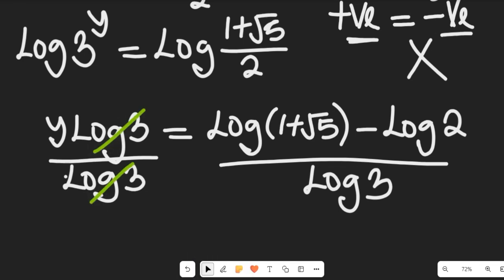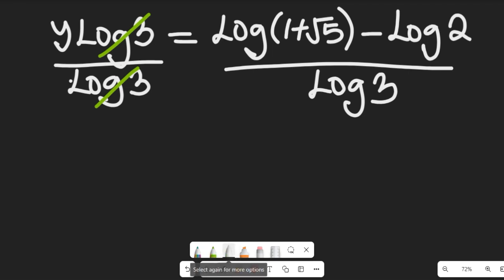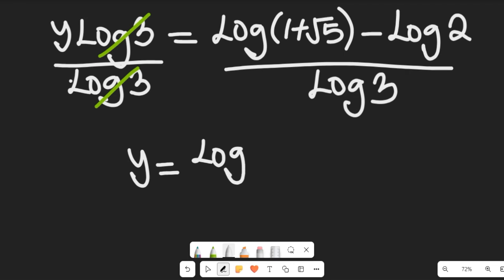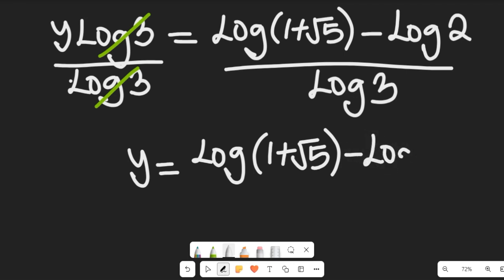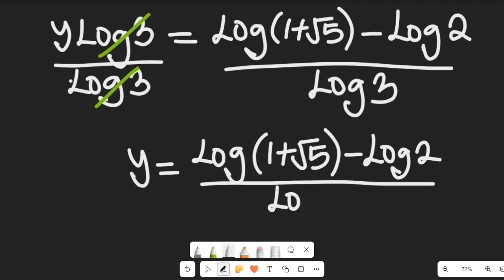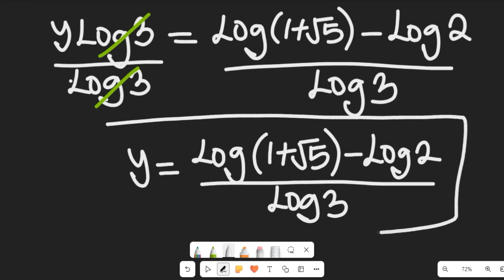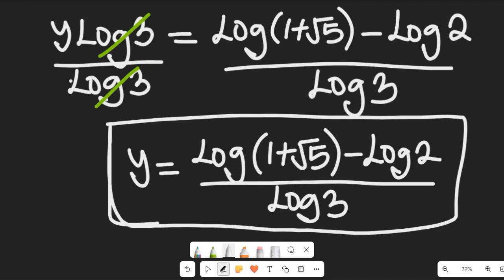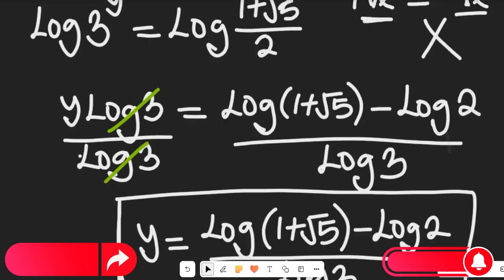So from that expression, the value of y will be equal to the log of 1 plus root 5 minus the log of 2, divided by the log of 3. So we can simply simplify this expression to get a decimal value for y. So this is the final solution to that expression that was given to us up there.